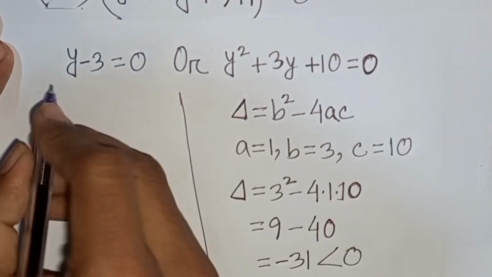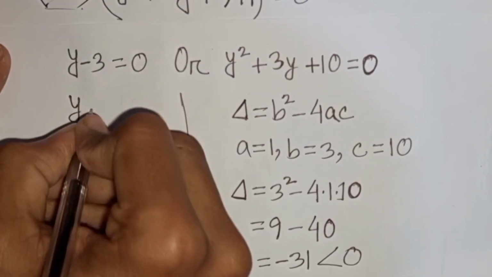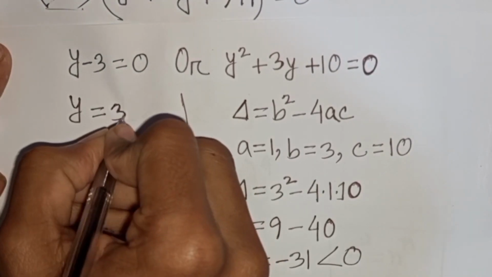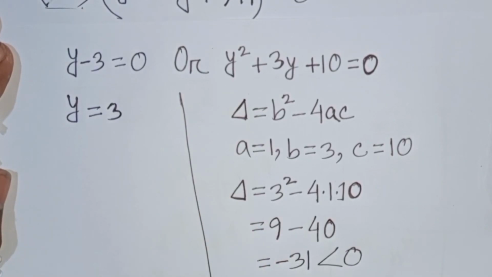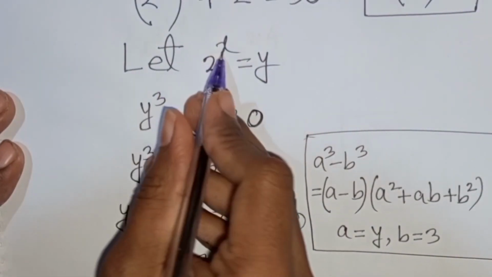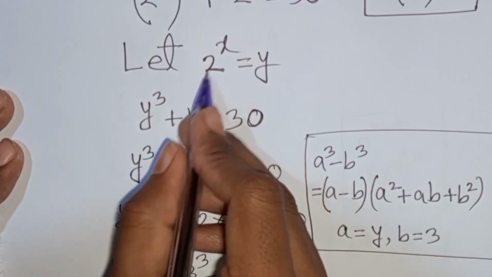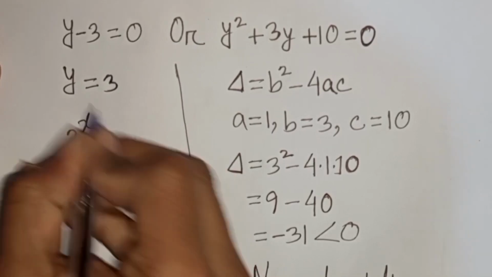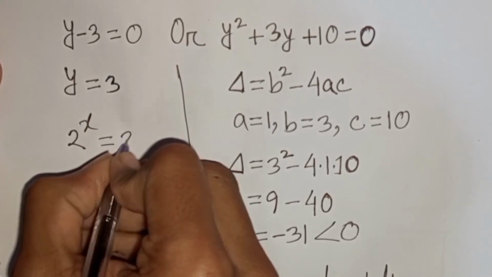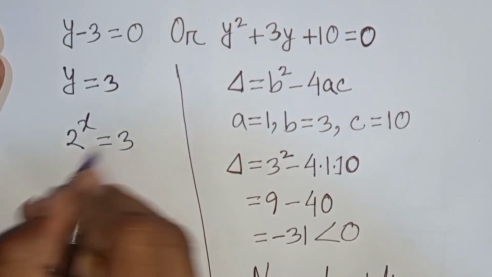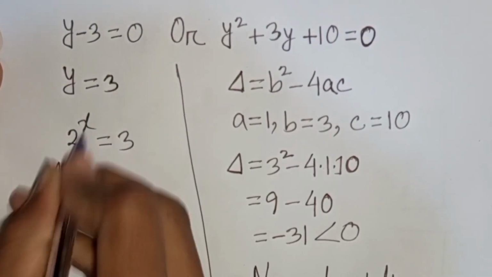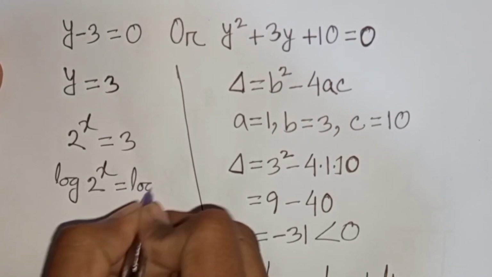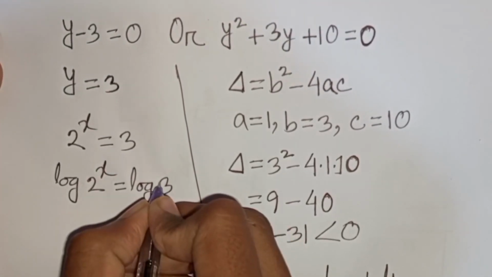Now from here y minus 3 is equal to 0, so taking minus 3 to the right side, it will be plus 3. Now we see y is equal to 3, but remember that we let 2 power x be substituted by y. So y, that means 2 power x, is equal to 3. Now we take log on both sides. You can write here log of 2 power x is equal to log of 3.